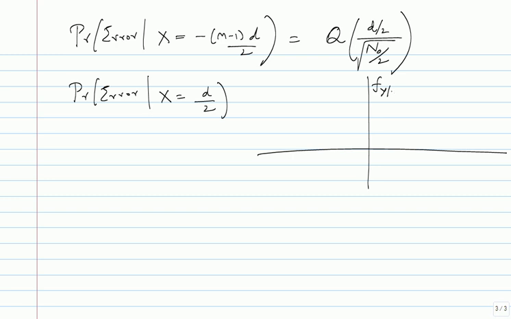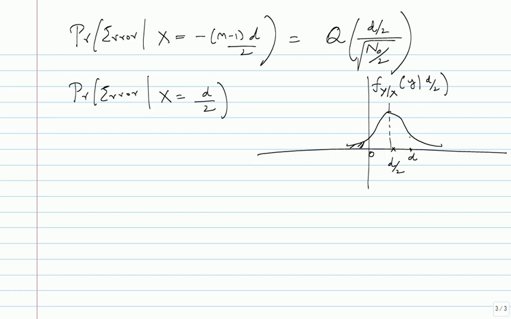This is f of y given x. I think I've been using all kinds of different notation. Hopefully it's clear to you. It's going to be mean d by 2 and variance N naught by 2. And what's the probability that I'm interested in? I'm actually interested in two probabilities, two different areas. One is this area. And what's the other area?